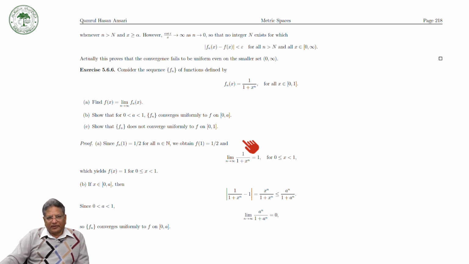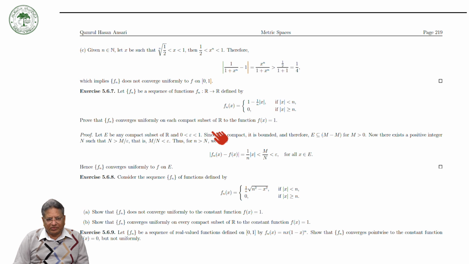And then I have another exercise which says that the sequence Fn defined by 1 over 1 plus x^n, then find the limit of the sequence. The other thing is that Fn converges uniformly to f on the closed interval [0, a], where a lies between 0 and 1, and show that Fn does not converge uniformly to f on the closed interval [0, 1]. So, this is also given. The proof is given, you can see by yourself.